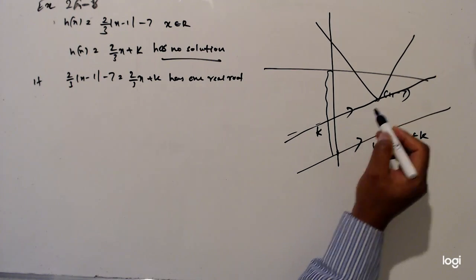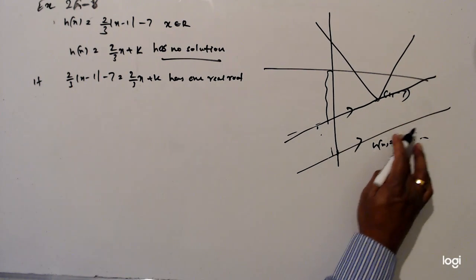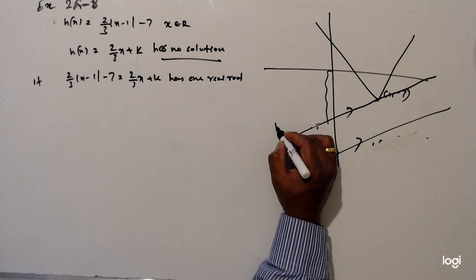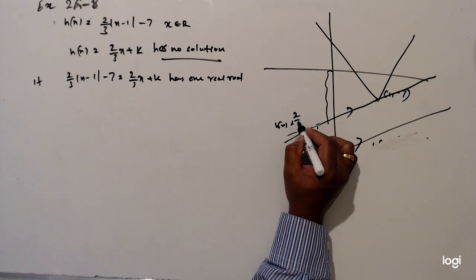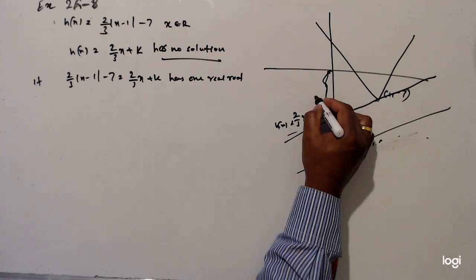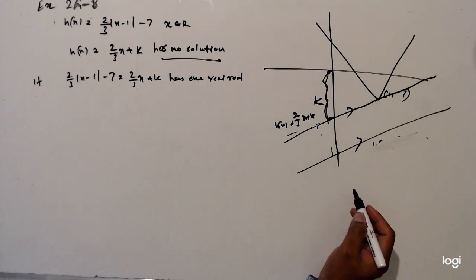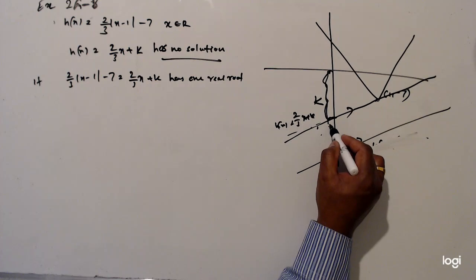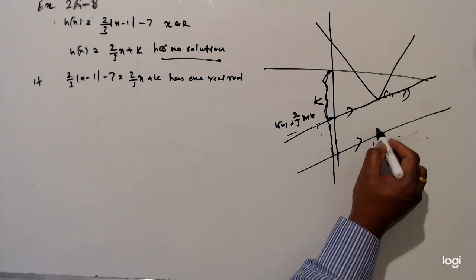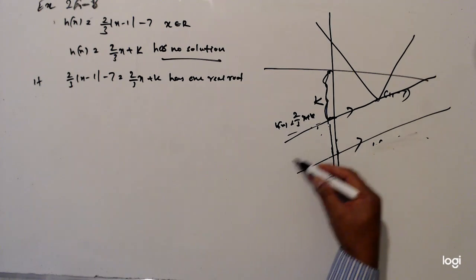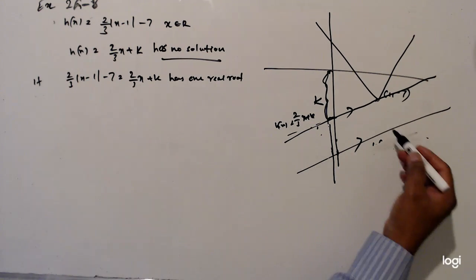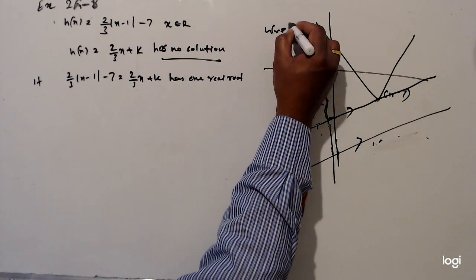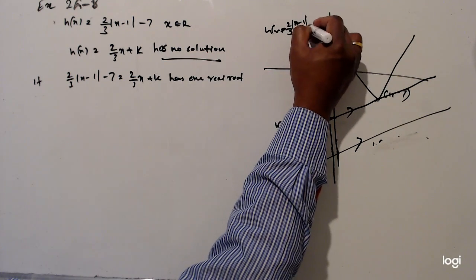And let's consider this k value. Hx equal 2/3 x plus k, and we'll find this k value. If this k value is less than this value, then the graph is going to lie somewhere here. Hence, it does not intersect this one. Hx equal 2/3 x minus 7.